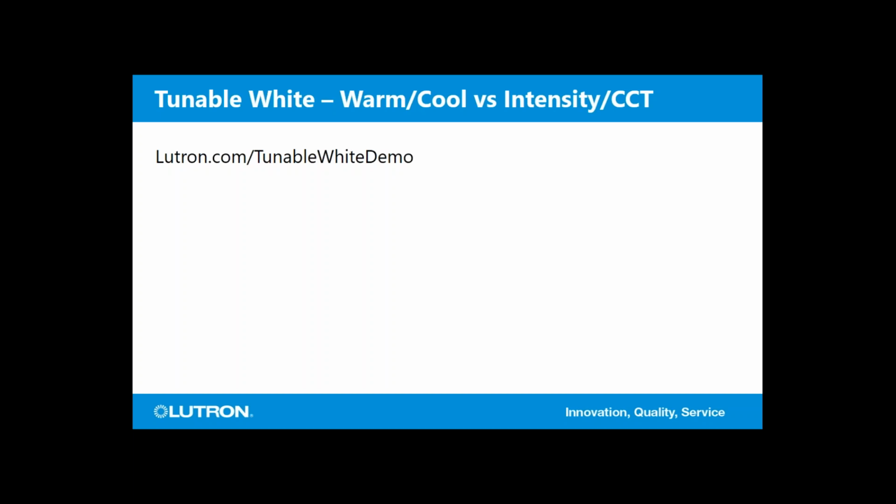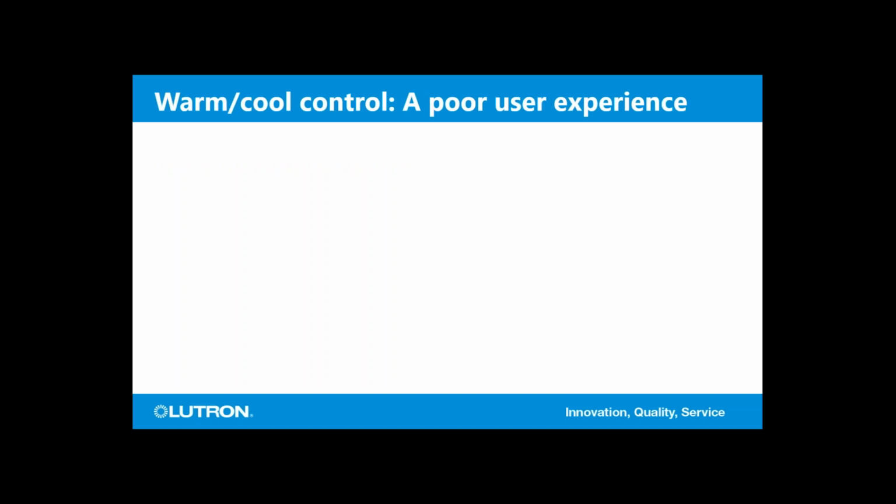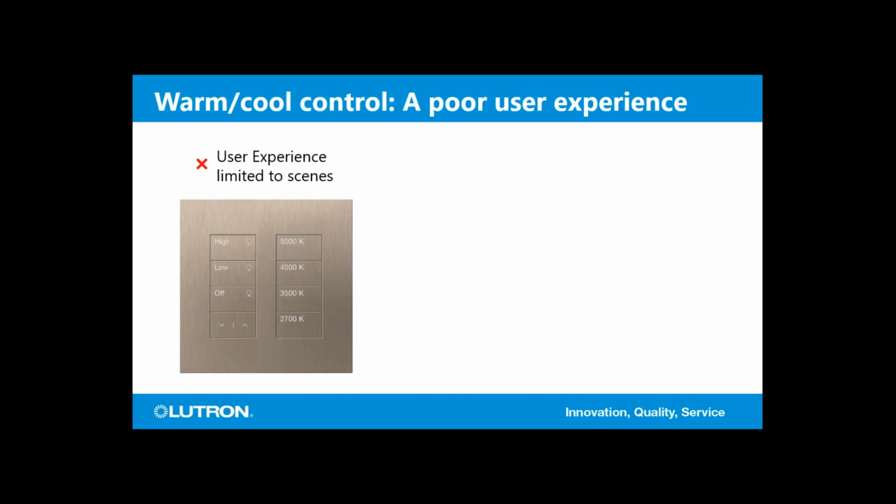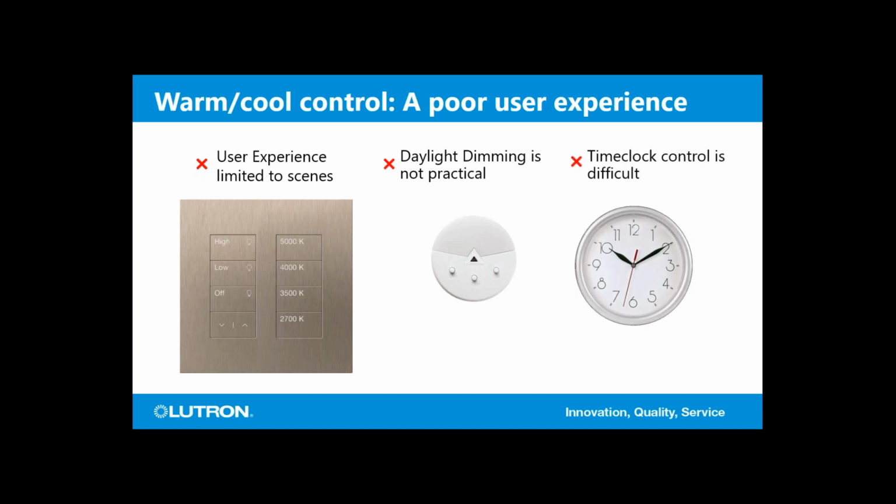Thanks, Kendall. So we'll continue talking about the various fixture styles. So when we talk about the warm-cool fixture, again, for all the reasons that we've already talked about, but as well as what Kendall mentioned before, this user experience is limited to scenes. Daylight dimming, because of the fact that you can't actually dim that, similarly, is not practical. And time clock control is difficult because of all the complexities of trying to determine what those scene values actually are. Just leads to a poor user experience.